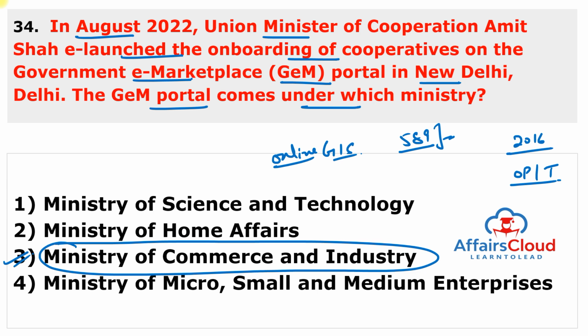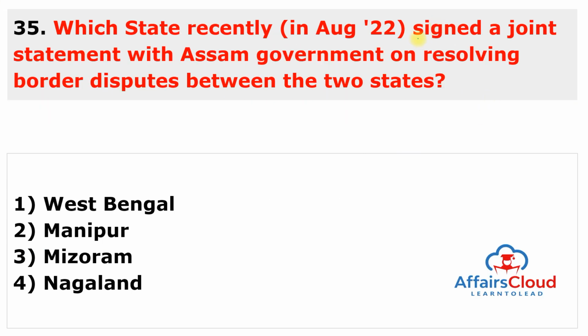Moving to next question. Which state recently signed a joint statement with the Assam government on resolving border dispute between the two states? Remember, this is an important question. This state recently signed a joint statement with the Assam state on resolving border dispute between the two states, and this is the state of Mizoram. So answer of this question is 3.